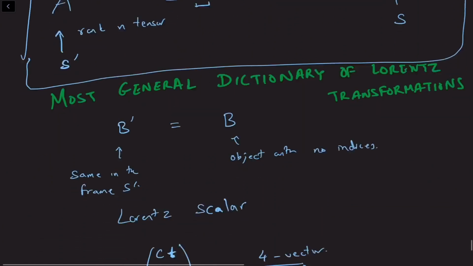And finally, I'll just show you one more thing, which is supposing I have a rank n tensor of this form. It's possible to define, so here all the indices are upper indices. Okay, so these are called contravariant indices.